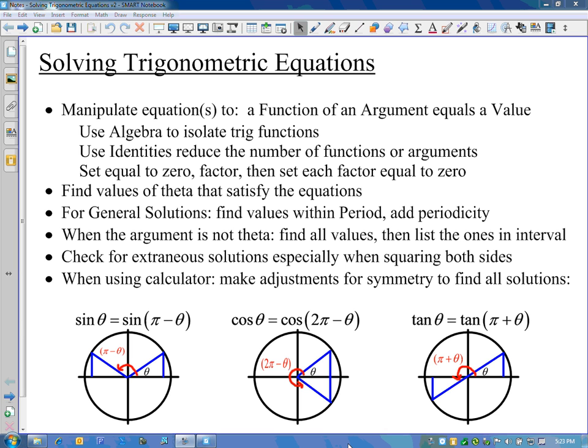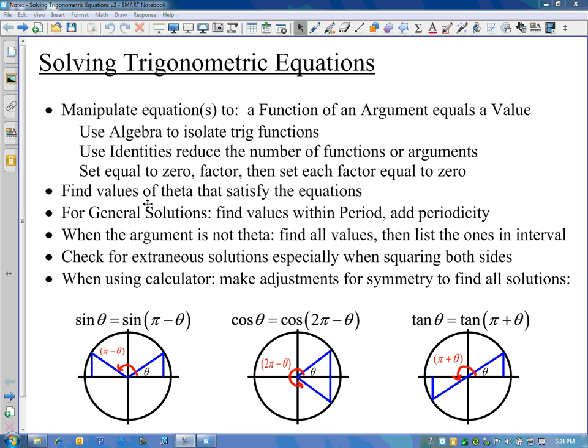To get there, you want to use your algebra to isolate the trig functions. You may need to use identities to combine or switch out one function for another. The Pythagorean identities are very helpful in this regard. Or you might have something that's not a linear equation, so you might need to set it equal to 0, factor, and then set each factor equal to 0. But the goal of this is, of course, to get the function of an argument equals a value.